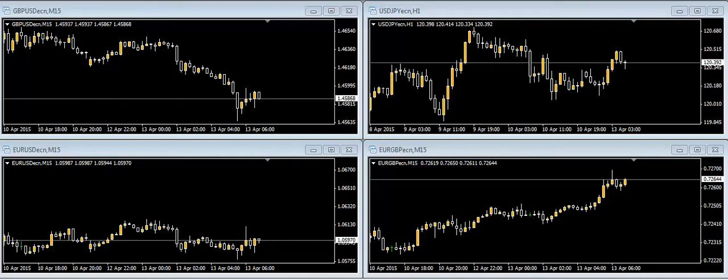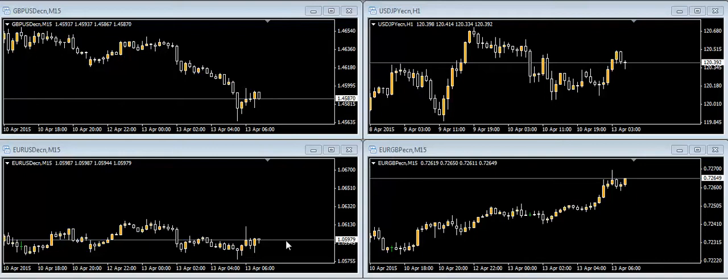All right, it is now 2:48 a.m. Eastern Standard Time, and we're looking at the GBP USD 50-minute time frame. We're also looking at the Euro USD 50-minute time frame, the USD JPY time frame, and the Euro GBP time frame.